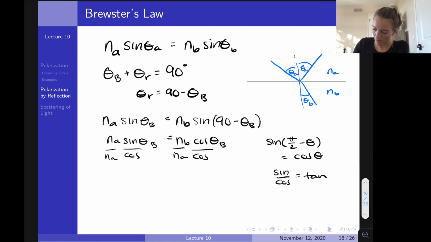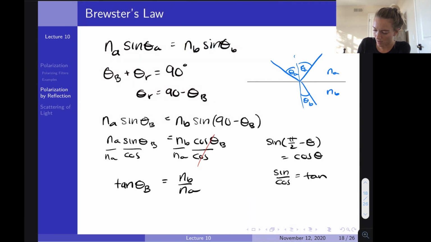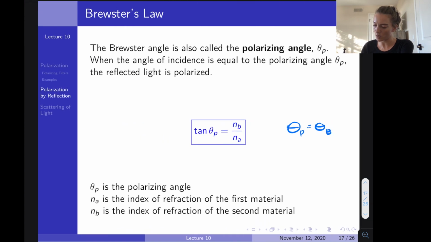So now I have this side has a tangent. So now I have tan of my Brewster angle is equal to n_B over n_A, where obviously the cosines here cancel. And that's my equation that I just had. Okay, so that's how you derive this equation that we had here.